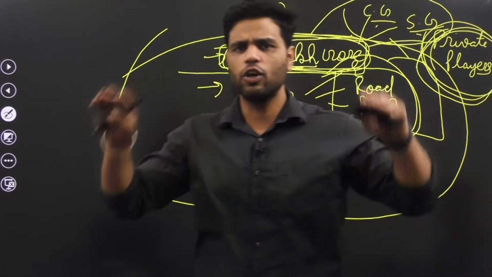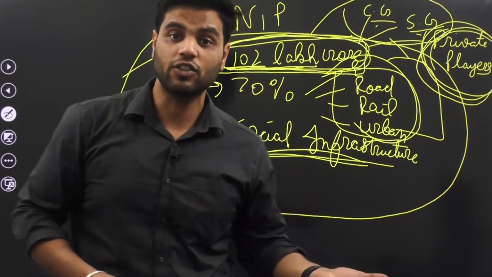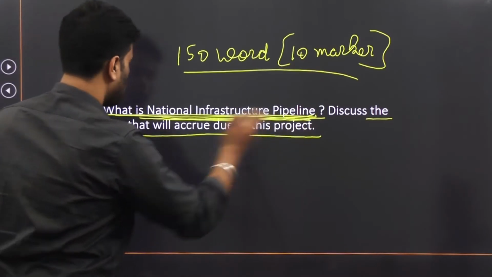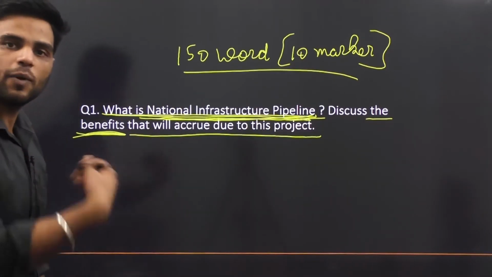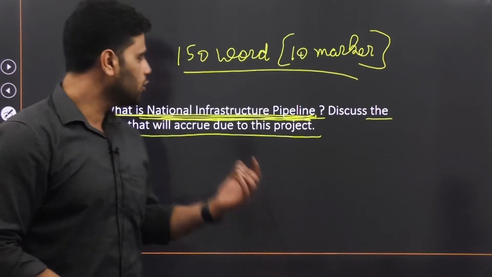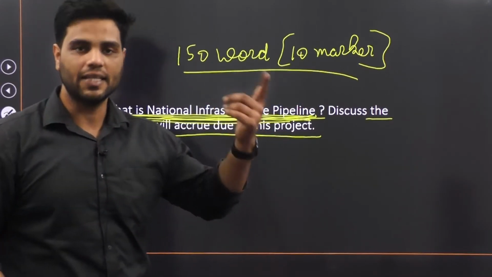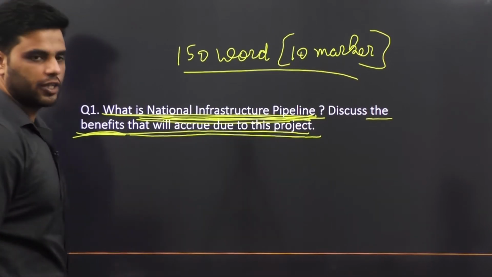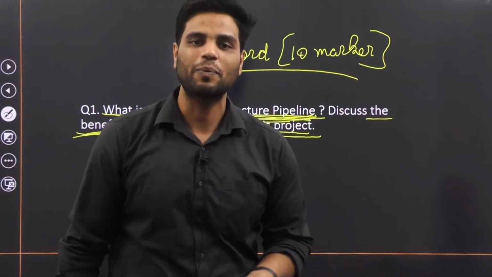So that's a brief introduction of what National Infrastructure Pipeline is, and that is what is being asked in this question. What is National Infrastructure Pipeline? So first part of your question is answered. You will take good 60 to 70 words to explain what National Infrastructure Pipeline is. Now, discuss the benefits that will accrue due to this project. Now, what are the benefits of National Infrastructure Pipeline?